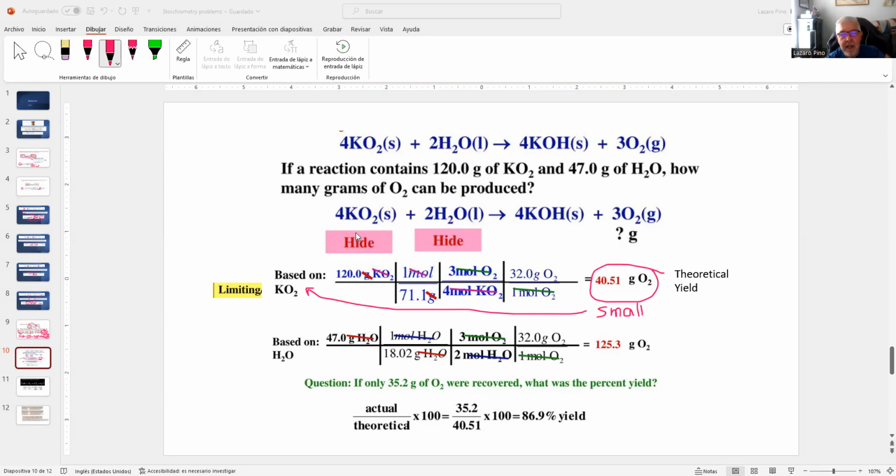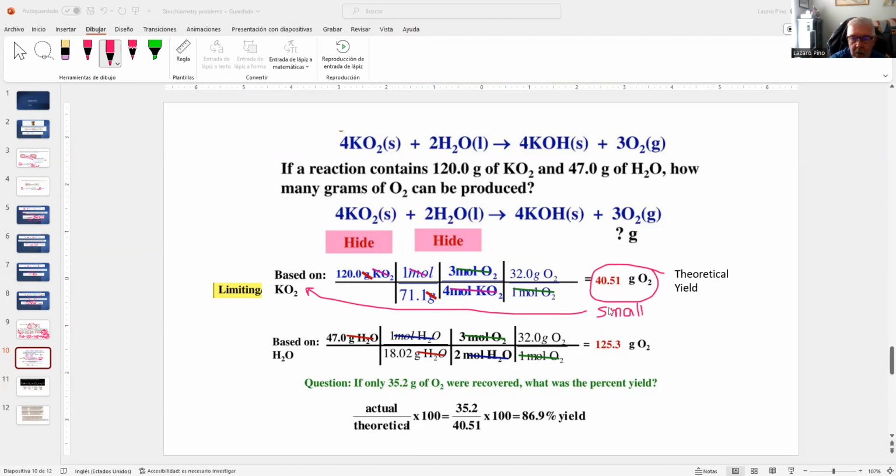Now, you will calculate the amount of oxygen that will be produced from 120 grams of potassium peroxide, following the procedure that I showed you before. You can stop the video and see what I have done here. In the same way, you will calculate the amount of oxygen that will be produced from this amount of water. These are the two reactants, and oxygen is one of the products.